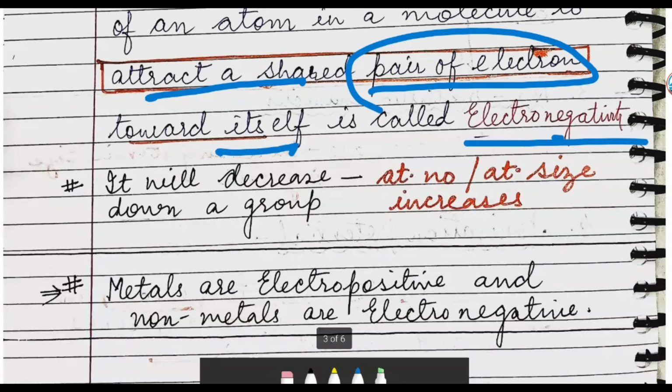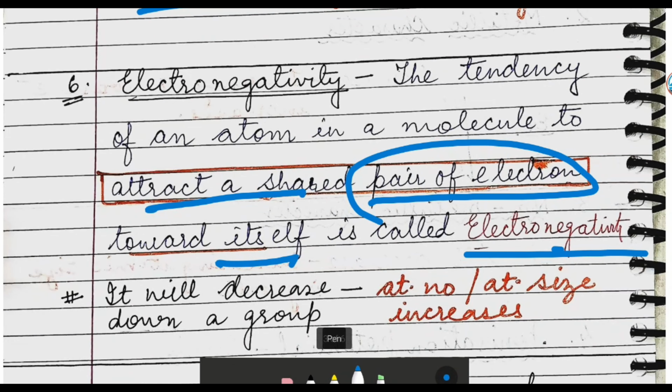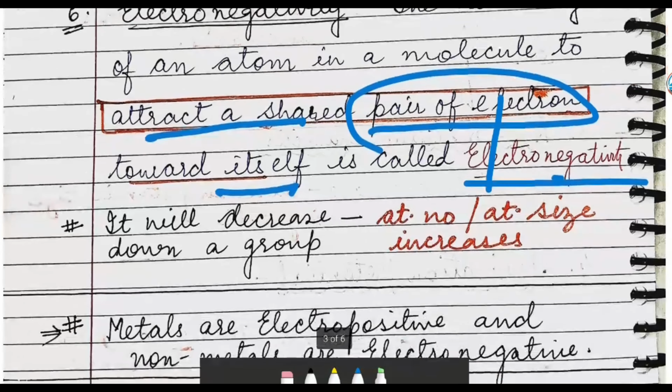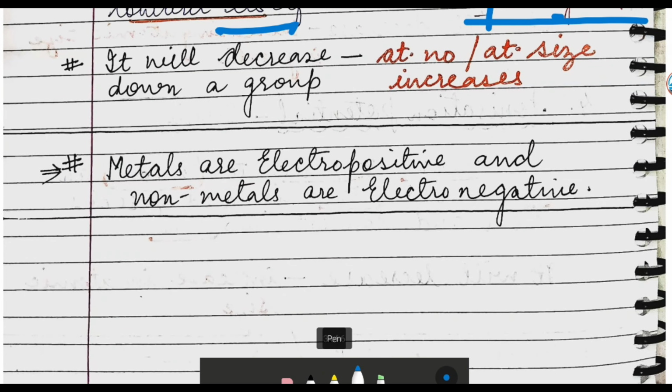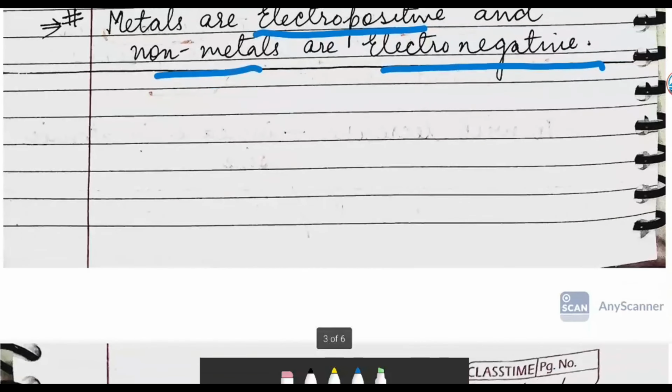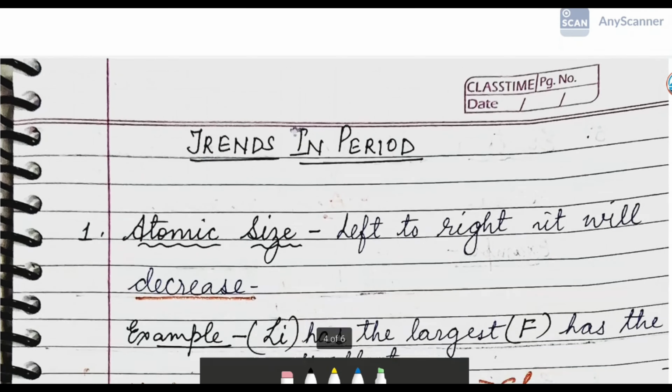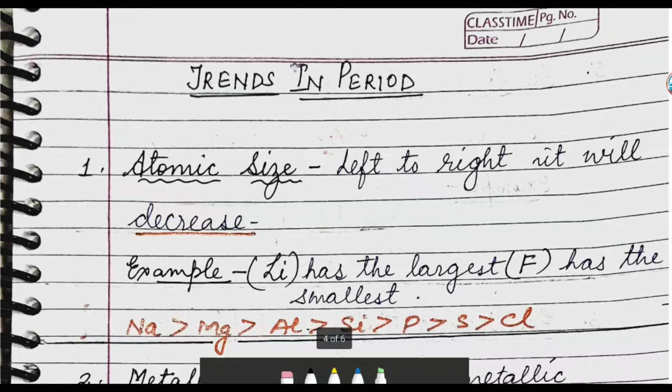So it will decrease moving down the group. The metals are electropositive and the non-metals are electronegative. Hope you have understood this. Now let's study the trends in the period.